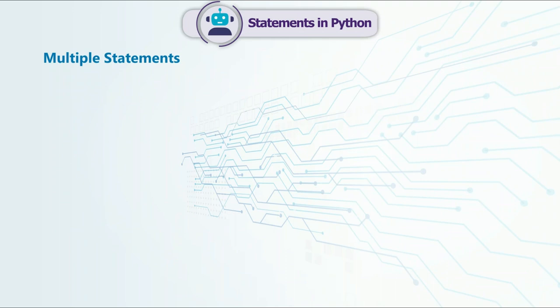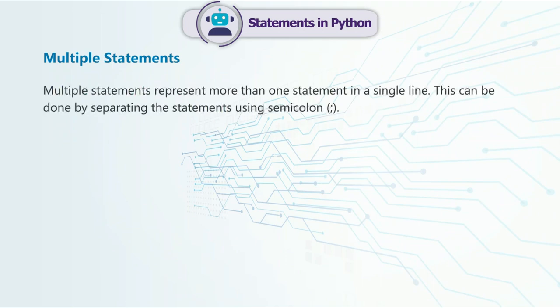Multiple statements. Multiple statements represent more than one statement in a single line. This can be done by separating the statements using a semicolon. A = 5; B = 10; C = A + B; print C.